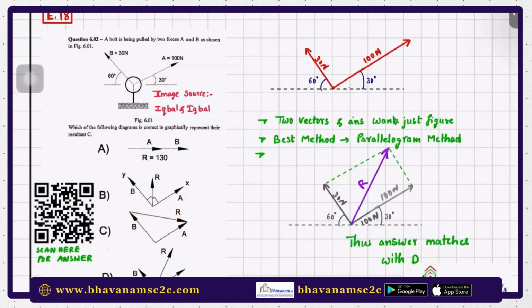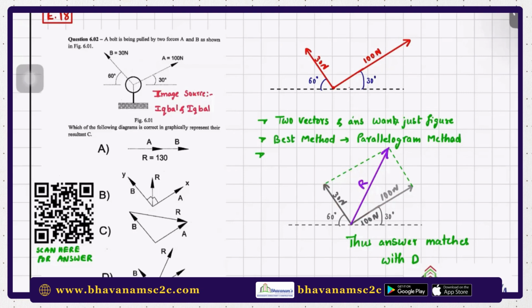So if we have two vectors, as I have always been suggesting, go for the parallelogram law, which says that just draw the given vectors and then draw the parallel lines forming a parallelogram. Then from the point where the two vectors were acting, draw a diagonal. Then the diagonal will represent the resultant. So obviously, this option D will match the question.